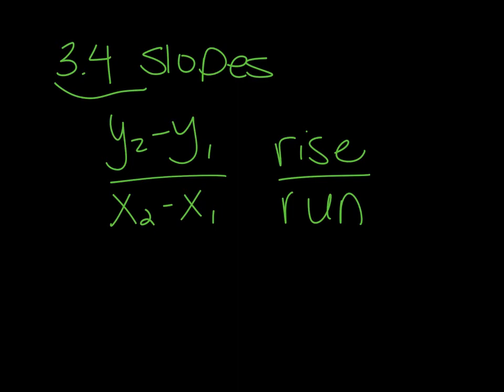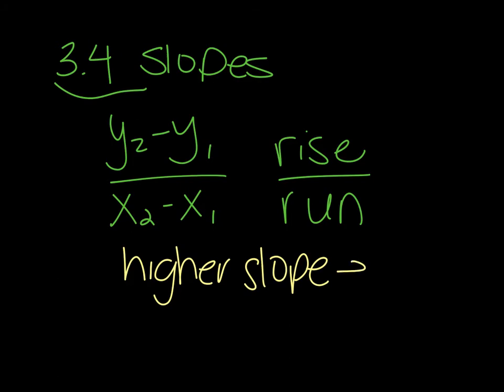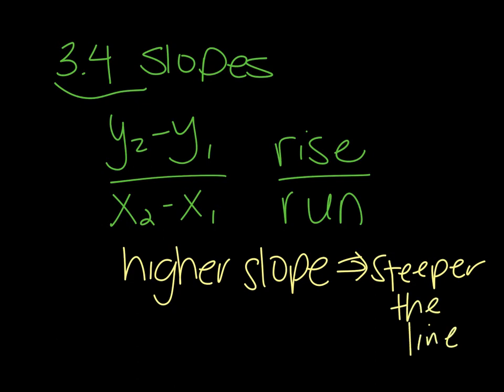How do you know if one line is steeper than the other just by looking at it? What's true about the slopes? The bigger the slope, the what? The steeper the line. Does that make sense? The higher the slope, the steeper the line. Think about your treadmill. The higher that number goes, the steeper your climb.